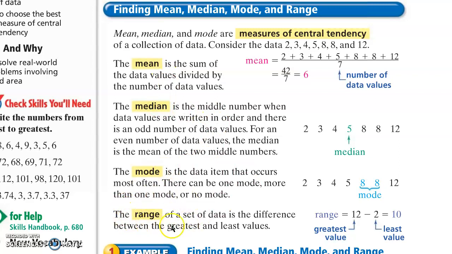Now we have the word range. The range of a set of data is the difference between the greatest and least values. So basically, you're just going to take the biggest number and subtract the smallest number, and that's all the range is.